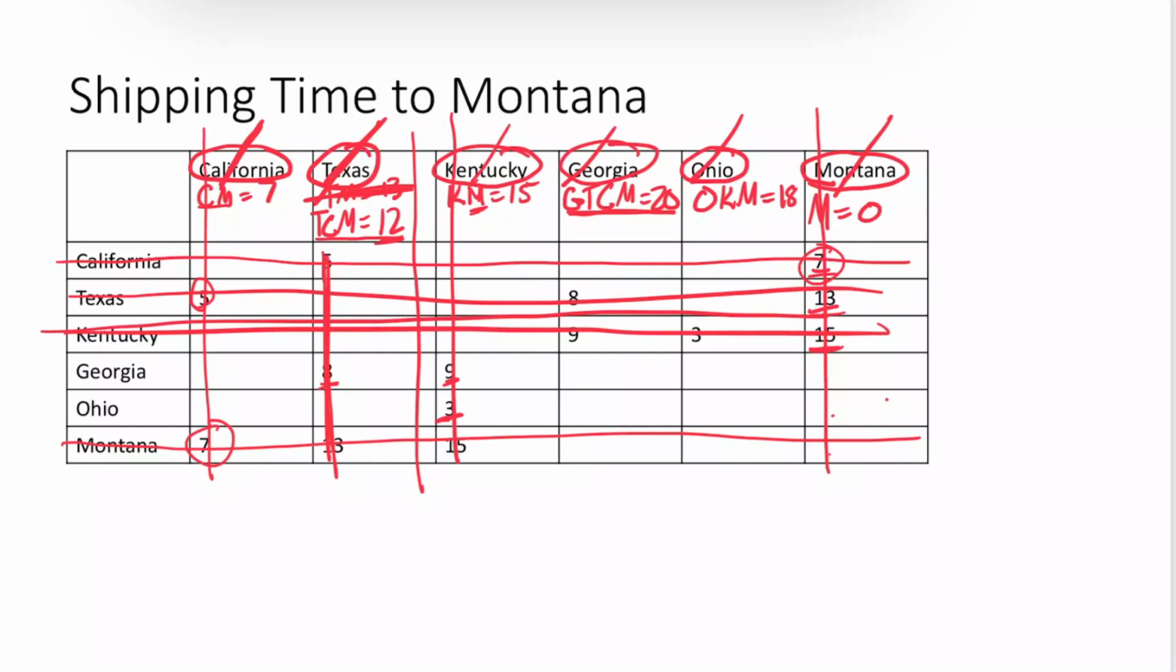And so basically what this tells me is that the cheapest route from California to Montana is just going directly from California to Montana, which is 12. The cheapest route from Texas to Montana is to go Texas to California to Montana, which will cost 12 hours. And Kentucky is going to cost 15 hours. Georgia is going to cost 20 hours, and this is the route that you would take that would cost 20 hours. And then Ohio is 18, and then obviously Montana is just 0 because you're already there.